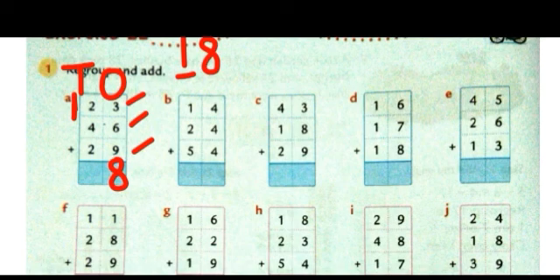So the numbers that are given here in tens side are 2, 4, 2 and 1, which we just now got carry over.